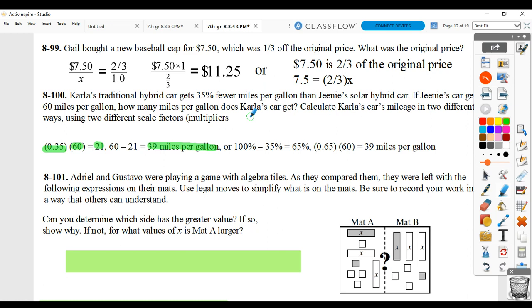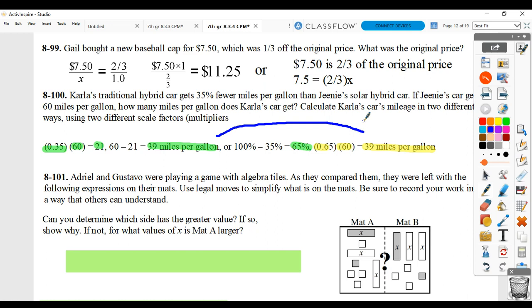Or, since they want it in another way, we could think of it as, if she's getting 35% fewer, that means she's getting 65% of the miles per gallon that Jeannie gets. 100% minus 35% equaling 65%. So we could change 65% to the decimal times 60 miles per gallon to give us how many miles per gallon she's getting. In either case, of course, you get the same answer.